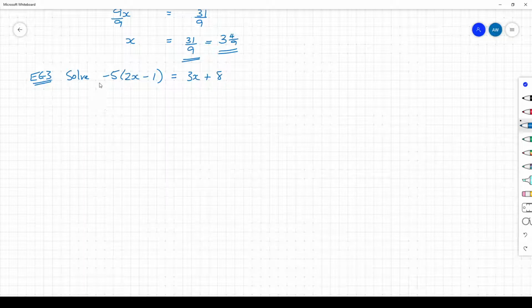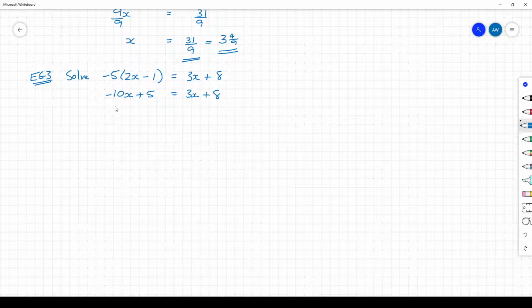Okay, let's get rid of the bracket first. Now this time I got a negative outside, so we've got to be careful. So a negative times a positive is a negative. 5 times 2x is 10x. So notice I dealt with the signs first. I dealt with the signs of each term first. Negative times a positive, negative. 5 times 2x, 10x. Same again. Negative times a negative is a positive. 5 times 1 is 5. So I've expanded the brackets, which is always the first step if you have some brackets involved.